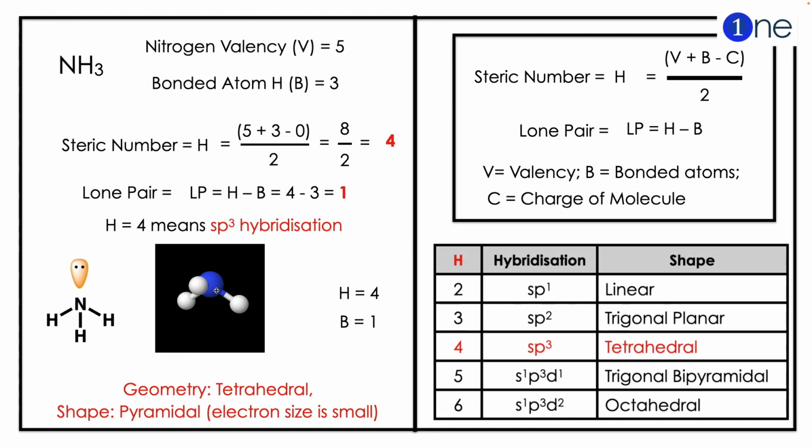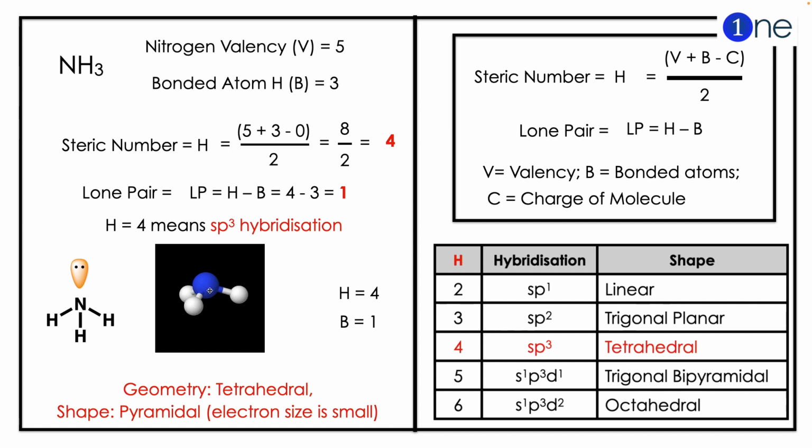To find the hybridization, you have to know the steric number, which is (V plus B minus C) divided by 2. Here nitrogen valency V is 5, bonded atom is 3. If you substitute, you have 4. 4 means tetrahedral. You have to find whether any lone pair is there or not. Here if you substitute H minus V, you have one lone pair.